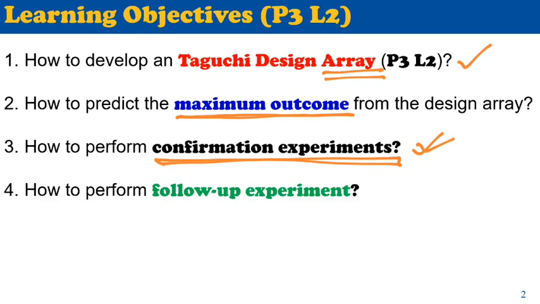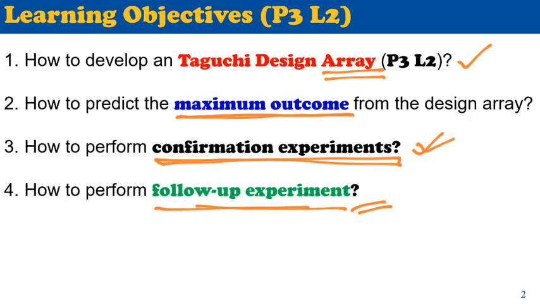Then finally, we're going to talk about follow-up experiments. It's also the same as the confirmation experiments. If you have more variables, you may wish to run follow-up experiments, but we'll just talk about it. For the simplest Taguchi Design Array, in this case P3L2, you may not have to use it, but we're going to talk about it anyway.